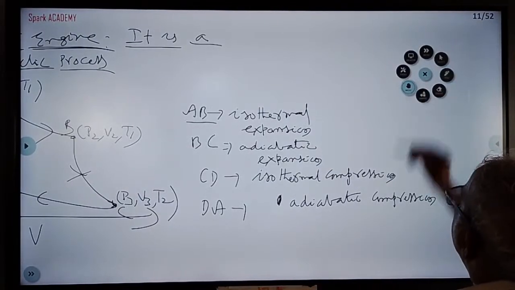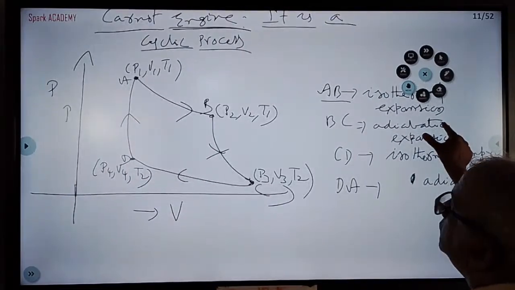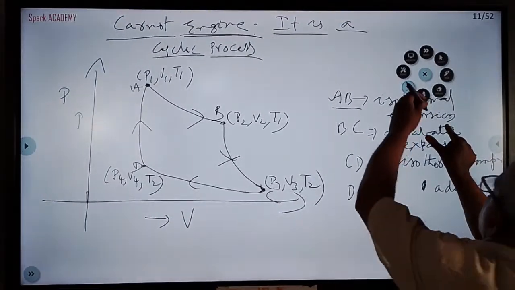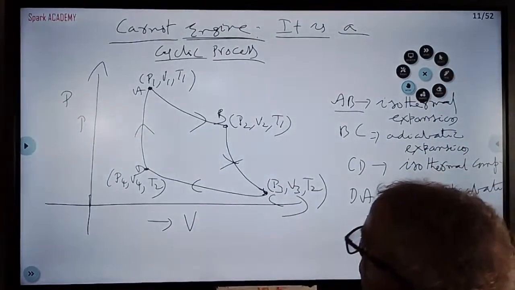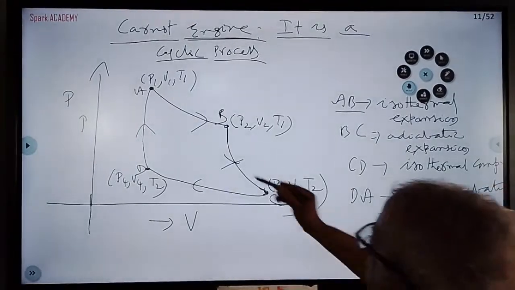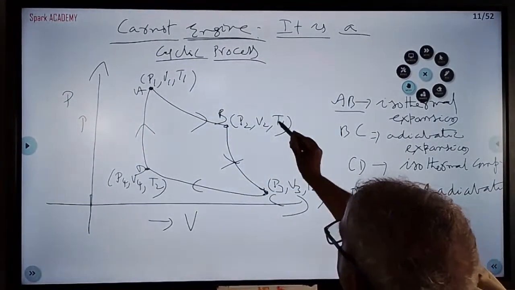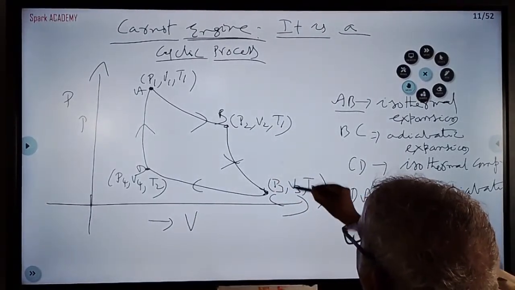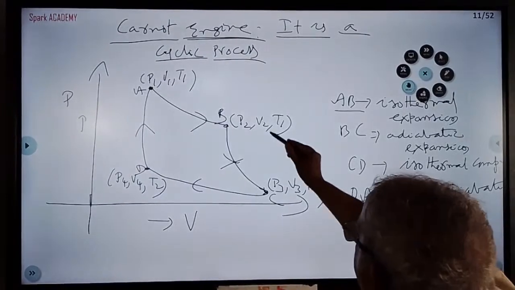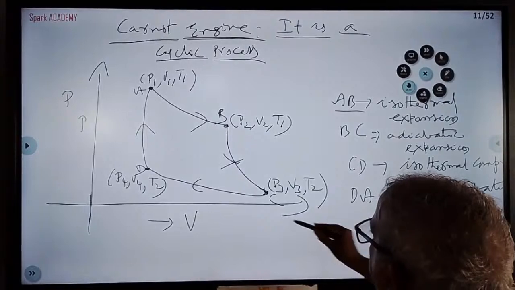I am showing this diagram once again to you. Friends, please see this diagram. AB is called isothermal expansion. Volume is increasing from V1 to V2. Temperature remains the same. B to C, adiabatic expansion. Volume is increasing. Temperature is also changing, T1 to T2.